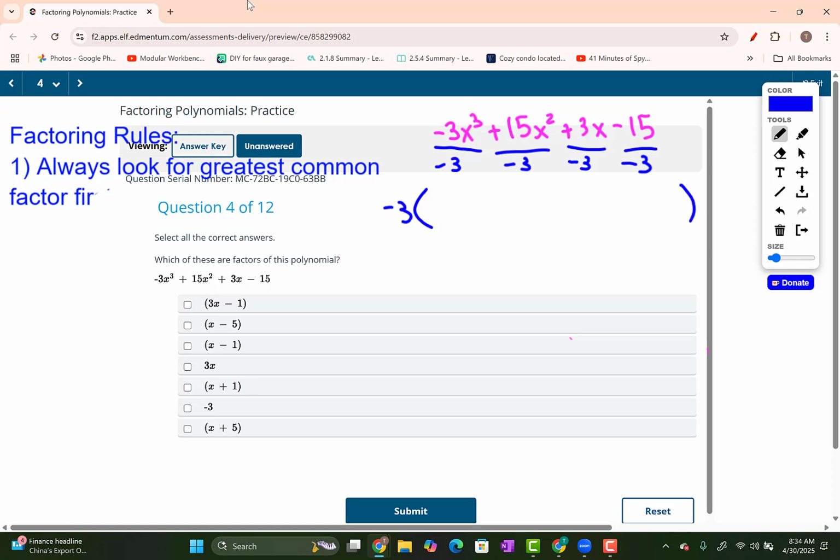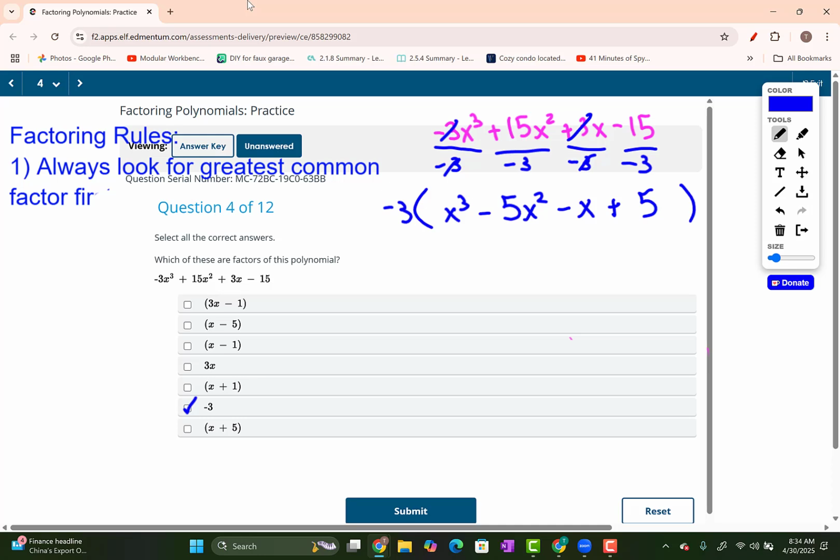So negative 3 divided by negative 3 becomes a positive 1, x to the third. 15 divided by negative 3 becomes a negative 5, x to the second. 3 divided by negative 3 becomes just a negative 1, x. And negative 15 divided by negative 3 is a positive 5. So we can check off this box for negative 3.